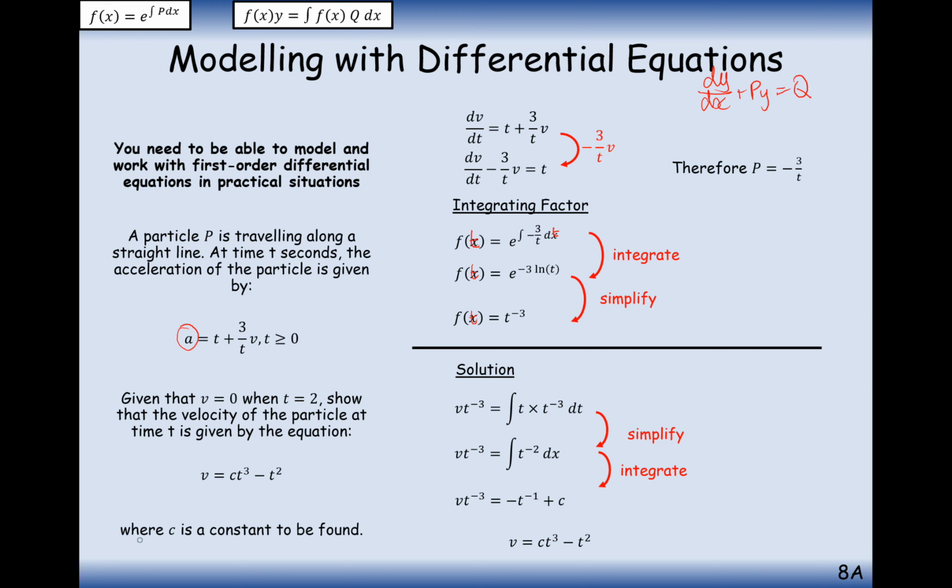Okay, so the next bit we need to do then is c as a constant to be found. We're also told here that v equals 0, t equals 2. So let's plug that in and work out what c is. Once you've plugged in those two and worked out what c is, you work out that c is a half. So v equals a half t cubed minus t squared. And there we are, that's the answer to this question.